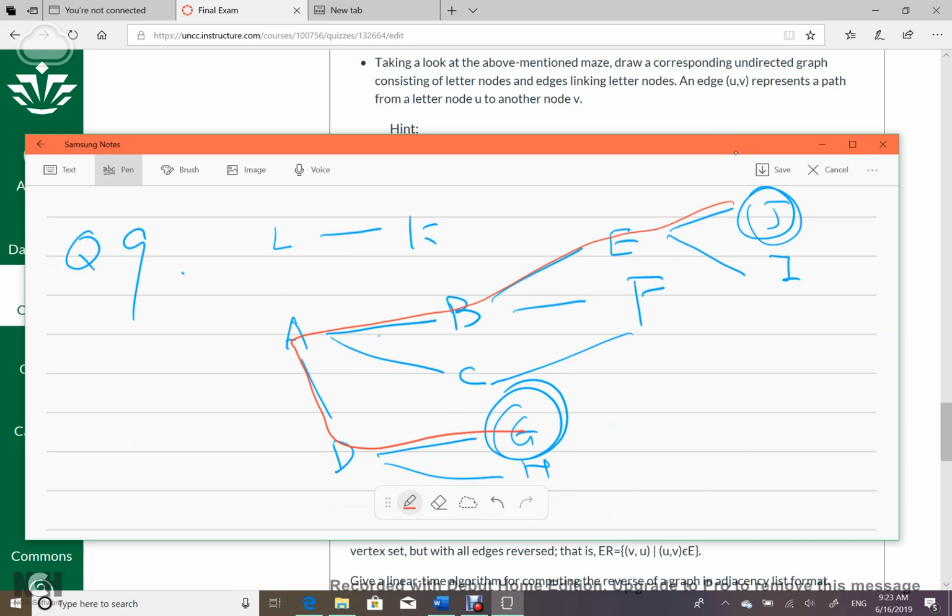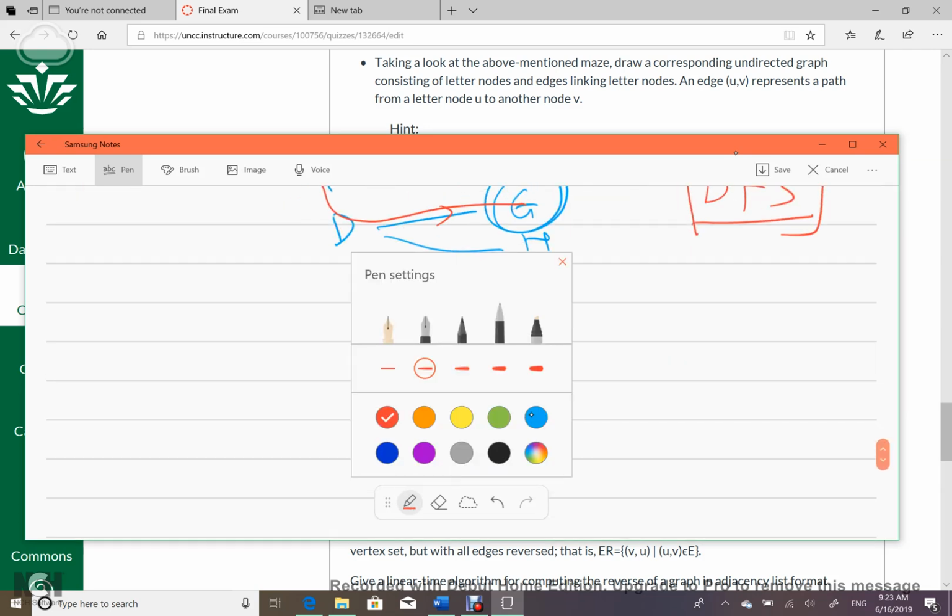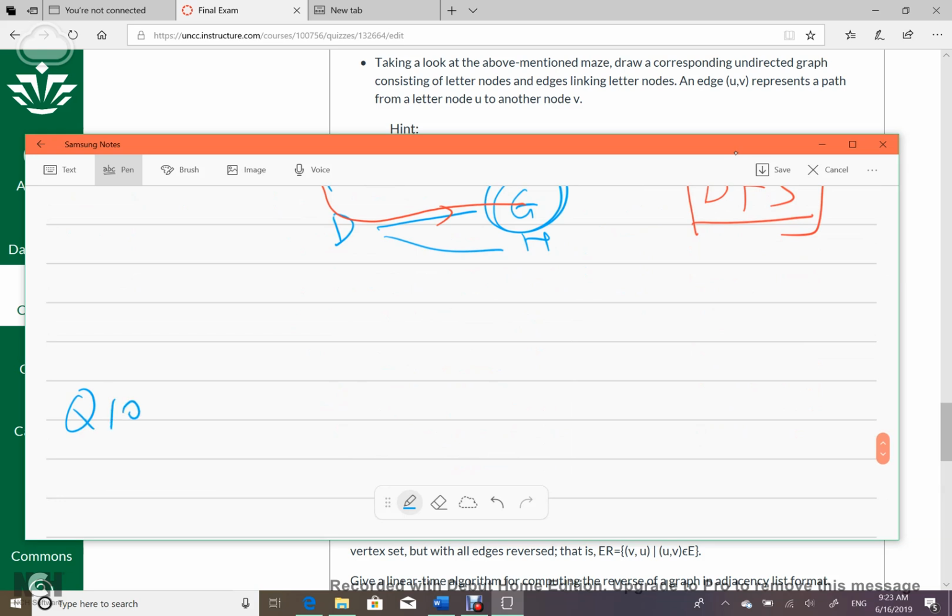This is the question. And we said this is a reachability question. So you can use DFS, right, to work on that. Okay, so this is question 9, and then question 10, almost there.